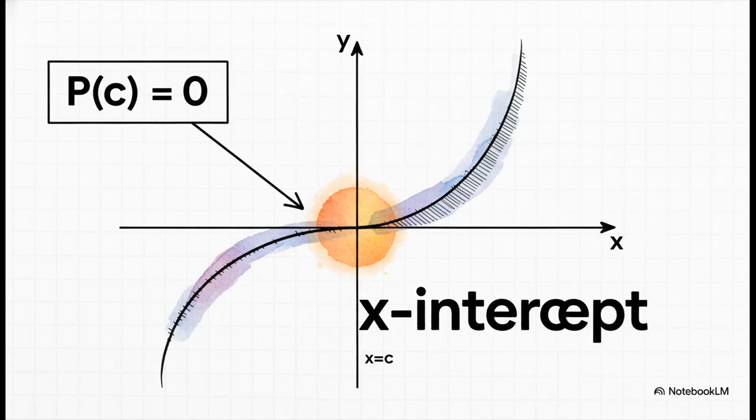And this is where the bridge to geometry gets built. Think about it. What does p of c equals 0 actually mean on a graph? Well, p of x is just a fancy way of saying y. So we're saying the y value is 0. And where's the y value 0 on a graph? Right on the x-axis. So finding a factor is literally the same thing as finding an x-intercept. A root, a 0. The algebra and the geometry are telling you the exact same story.